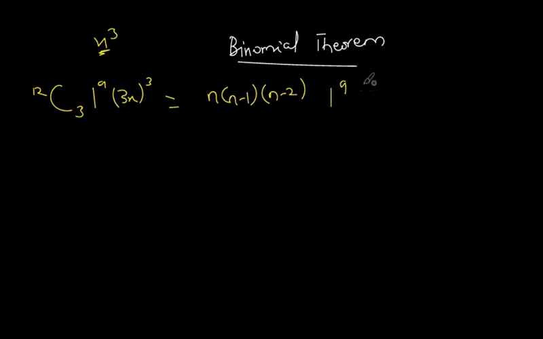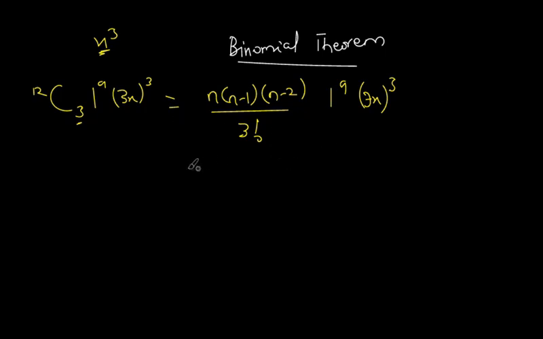Then we have our 3x to the power 3 over here, this is 3, okay? So it means the 12 combination 3 is what? n times n minus 1, n minus 2, all divided by 3 factorial. Remember, we are dealing with 3 over here, so we divide by 3 factorial.